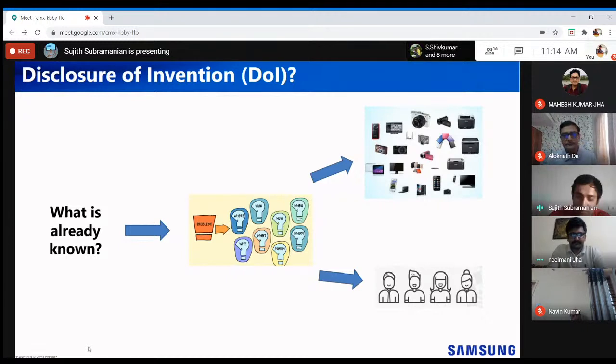And also try to give different kinds of flowcharts to show how your invention will perform, how the steps are performed, which will make the invention very, very clear to anyone.